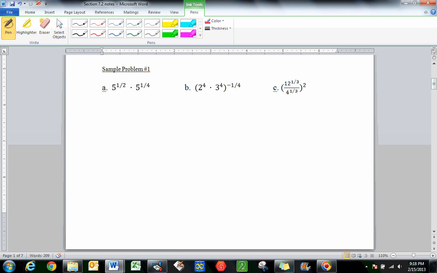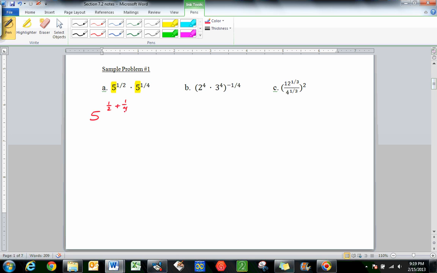Okay, if you had an opportunity to do that, and we see sample problem 1, the first thing you need to recognize is that the two things we're multiplying together have the same base. If they have the same base, that means we can put them together and add the exponents together. So what we would do here is take 5, and of course we have 1/2, and we add it to the 1/4.